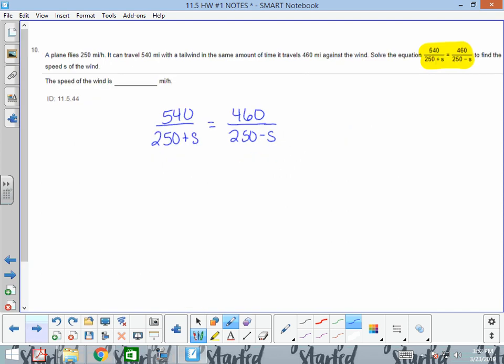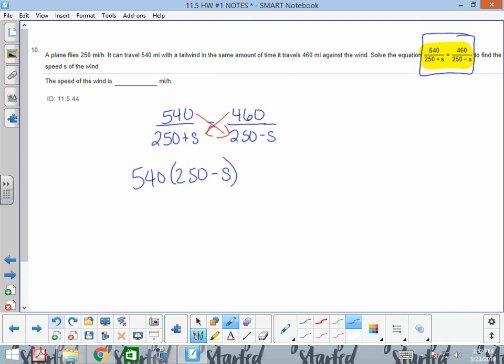All right, one more, cross products. Now this is a word problem, but they gave you the equation. So you really don't have to worry about how to set this up. You just need to realize you're going to have to cross multiply because I have a rational expression on this side and a rational expression on the other side. So cross multiplying, I have 540 times 250 minus s.